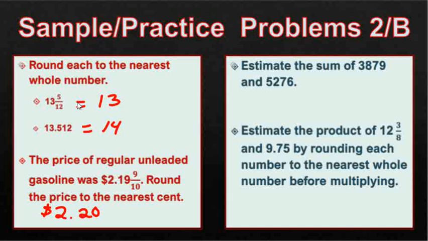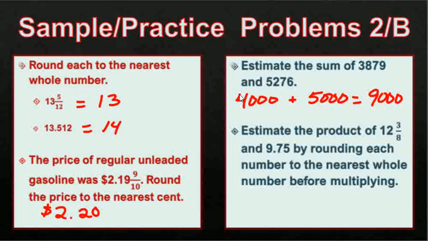Estimate the sum of 3,879 and 5,276. When you're estimating the sum, we need to round our 2 numbers first and then add them. So 3,879 and 5,276. We can round each of them to the nearest 1,000 and then add them together. So 3,879 is closer to 4,000 than it is to 3,000. 5,276 is closer to 5,000. If I add those 2 together, I get 9,000.